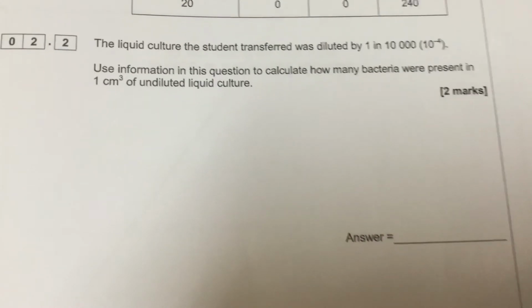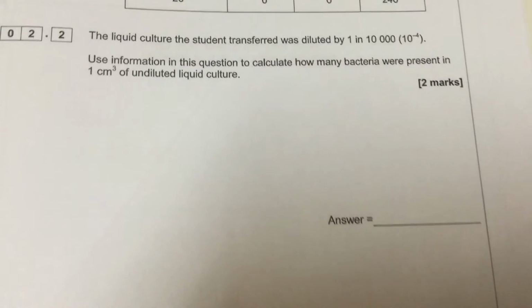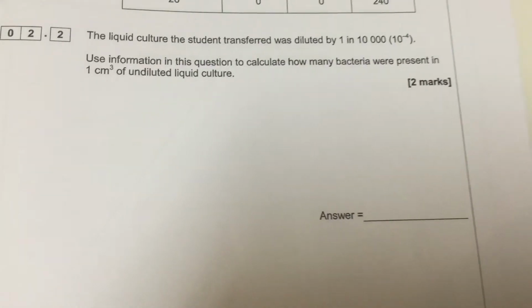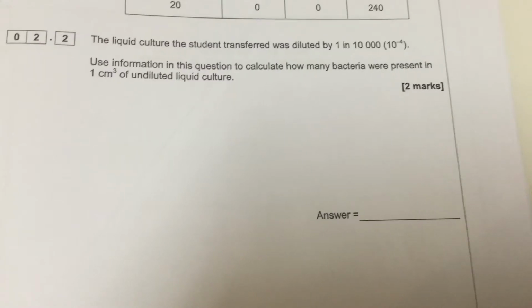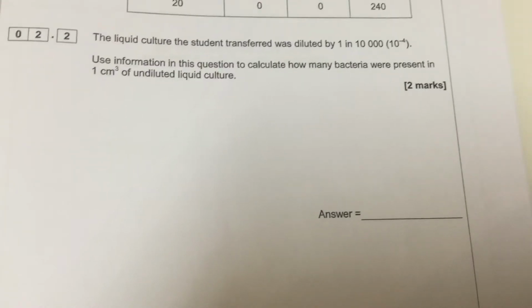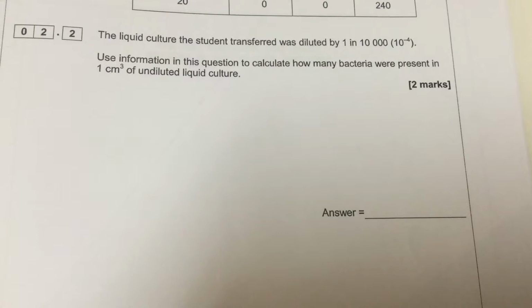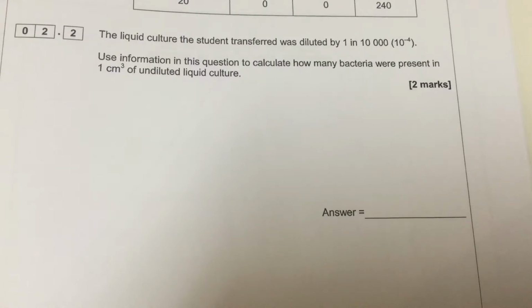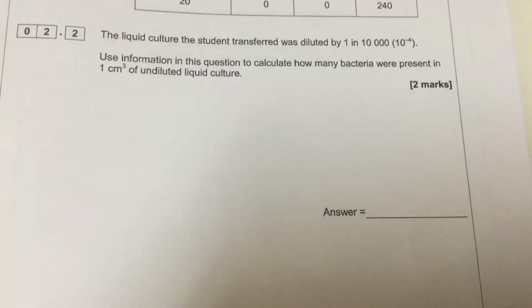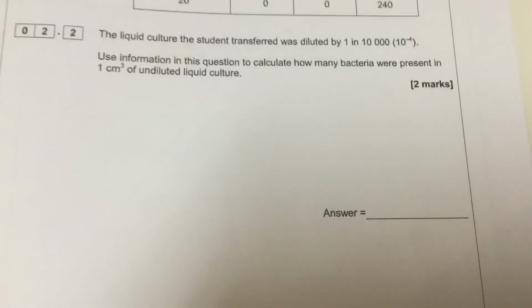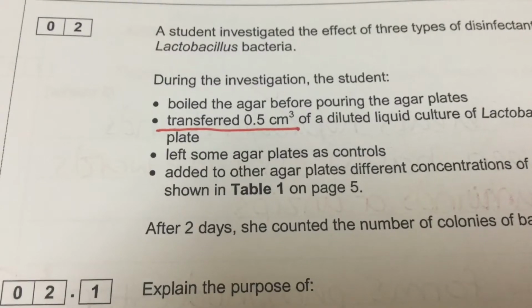So what does the actual question ask? Well, it says the liquid culture that the student transferred was diluted by 1 in 10,000. Use the information in this question to calculate how many bacteria were present in 1 cubic centimetre of undiluted liquid culture. So if we've moved the decimal point by 10 to the minus 4 when we diluted it, then we need to move the decimal point by 10 to the 4 before it was diluted.